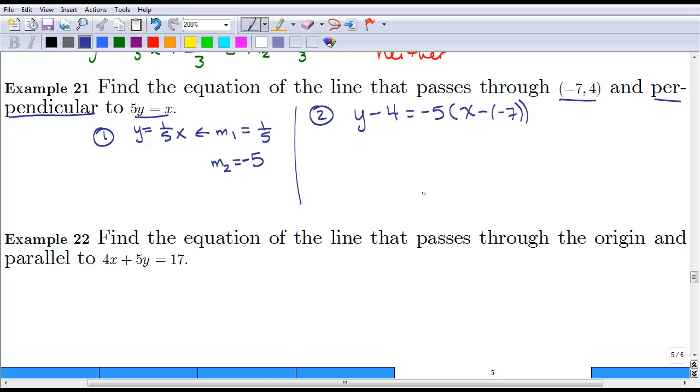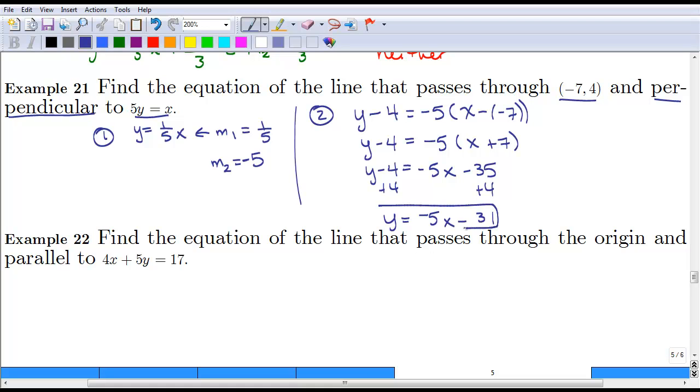And now we need to simplify and put things in slope-intercept form. So we have y minus 4 is equal to negative 5 times x plus 7. If we distribute that negative 5, we get y minus 4 is equal to negative 5x minus 35. And if we add that 4 to the other side, we end up with a final answer of y is equal to negative 5x minus 31. And this is our final answer. This is the equation of the line that is perpendicular to the original line 5y equals x.